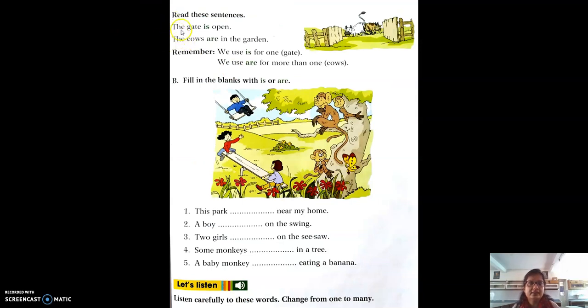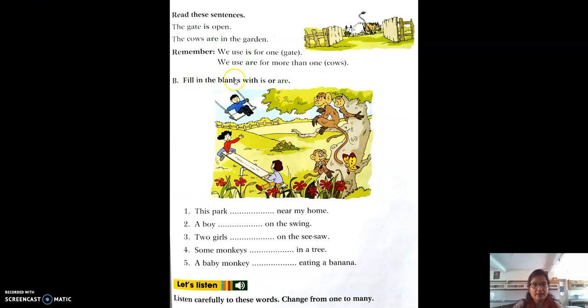Read these sentences. The gate is open. Now why is used here? Look into the picture. Fine. Here we are talking about just one gate, right? The cows are in the garden. How many cows are there? 1, 2. Plural. So just remember one thing. We are going to use is when we are talking about one thing. We are going to use are when we are talking about more than one thing. Clear? Is used for singular and are is used for more than one.